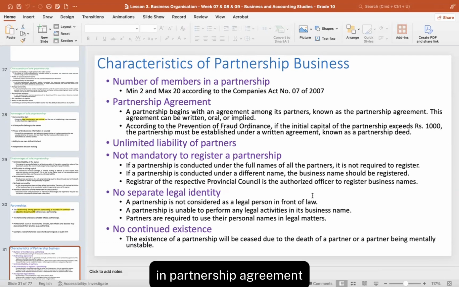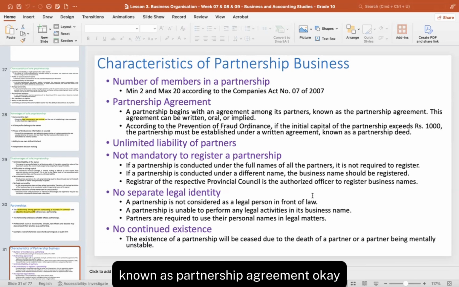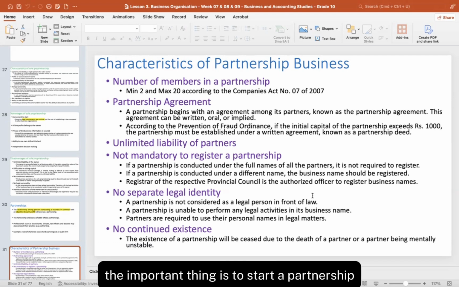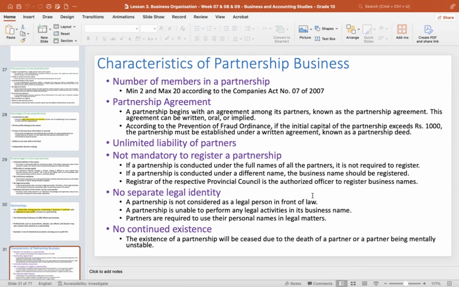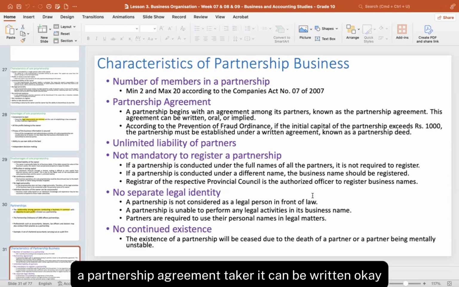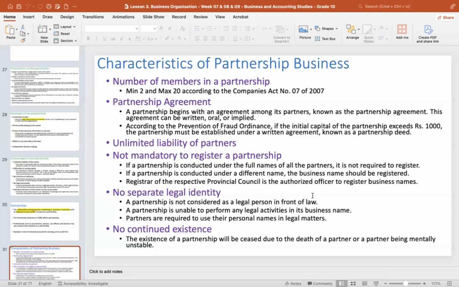Okay, and partnership agreement. A partnership begins with an agreement among the partners known as a partnership agreement. Okay, this agreement can be written, oral or implied. Now the important thing is to start a partnership you should have a partnership agreement. Partnership business එකක් පටන් ගන්න you should have a partnership agreement. A partnership agreement එක it can be written.